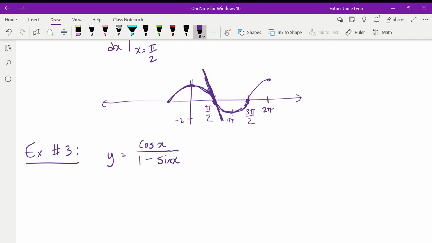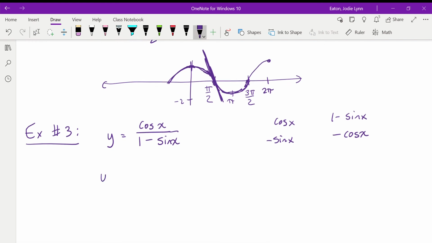We've got cosine x. I'm not even going to write it out. The derivative of that is negative sine x. And we have 1 minus sine x. The derivative of 1 is 0. The derivative of negative sine x is going to be negative cosine x. It takes the same time. So this is our derivative of the bottom. That's our derivative of the top.